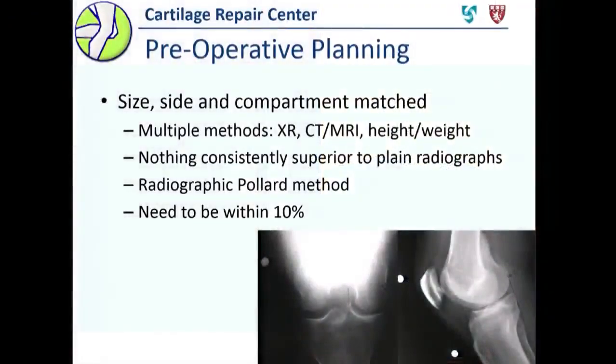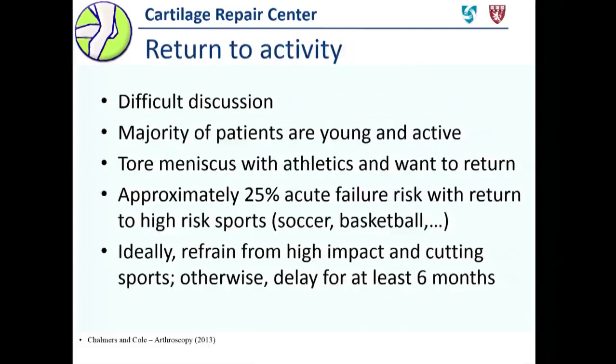Pre-op planning, there's been a lot of work done between X-rays, CT, MRI, height-weight ratios. Nothing has really been shown to be consistently better than just regular X-rays with this Pollard method. But you need to be roughly within 10% of the real meniscus to get low transmission. If you're much bigger than 10%, the meniscus is too loose. It doesn't really build up any hoop stresses. And if you're too small, then you have too many hoop stresses and you'll probably pop your meniscus and fail pretty early on.